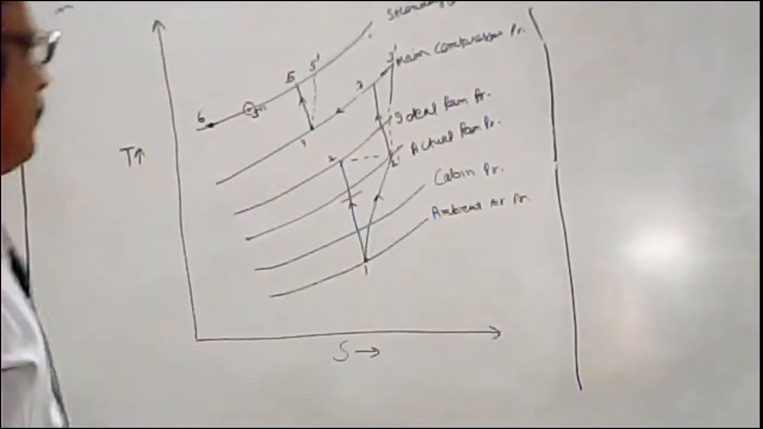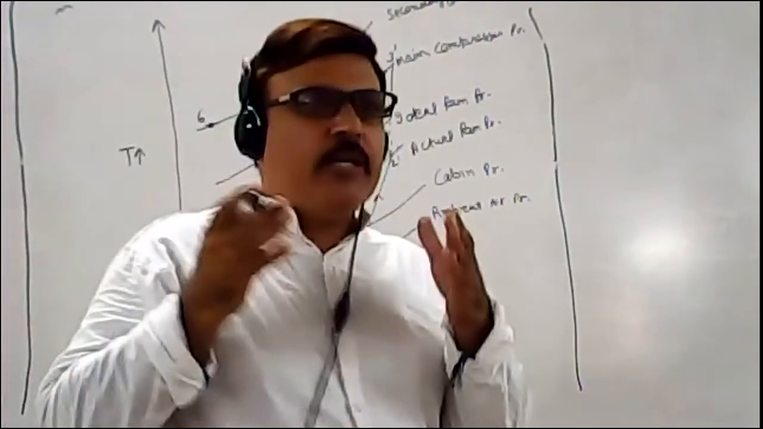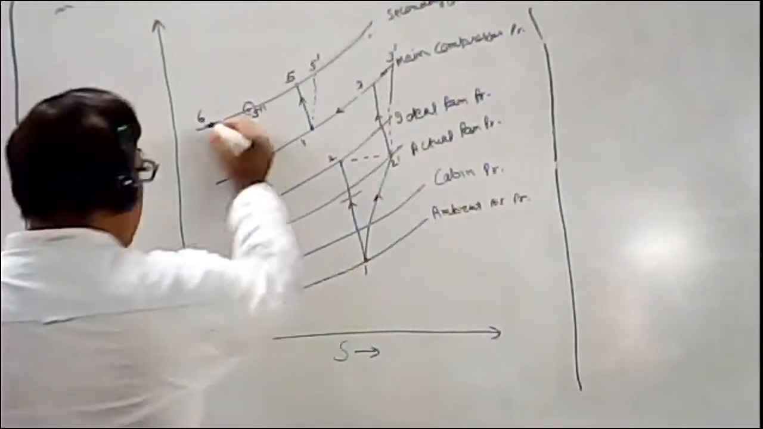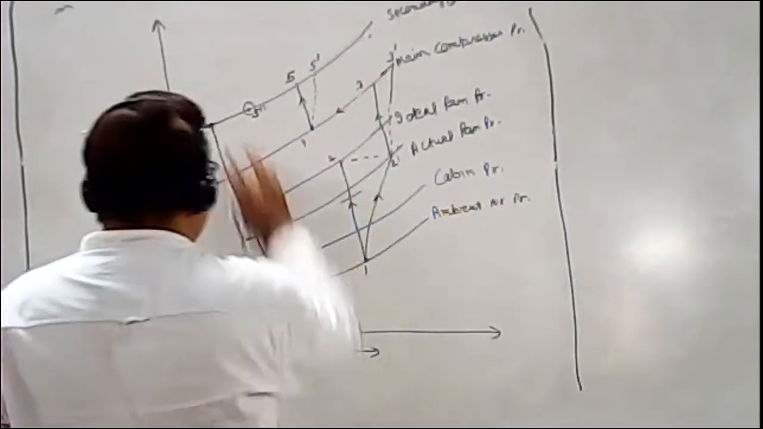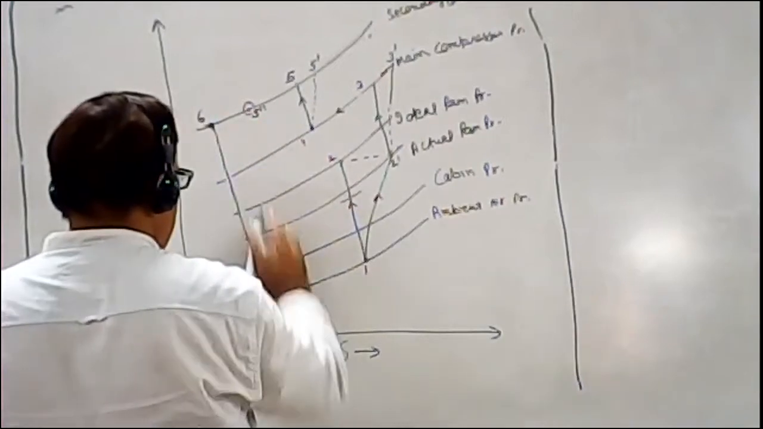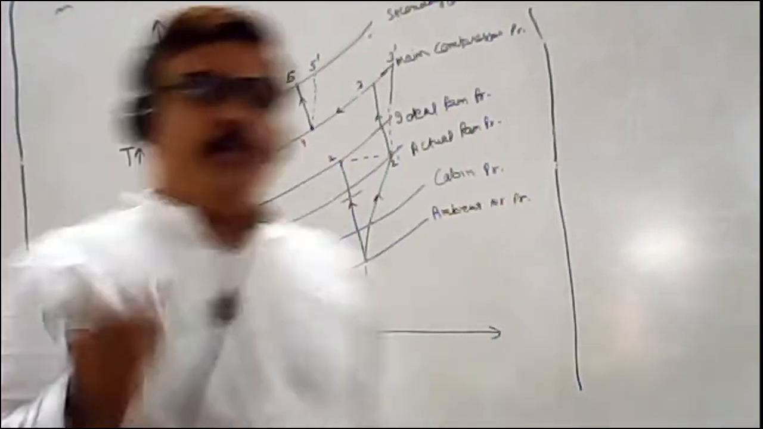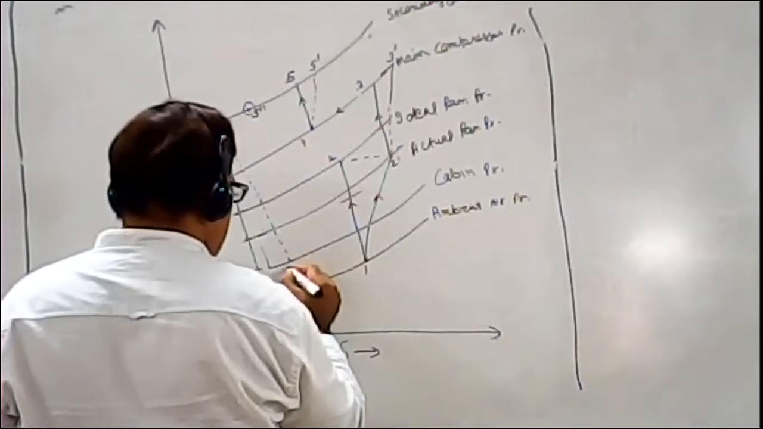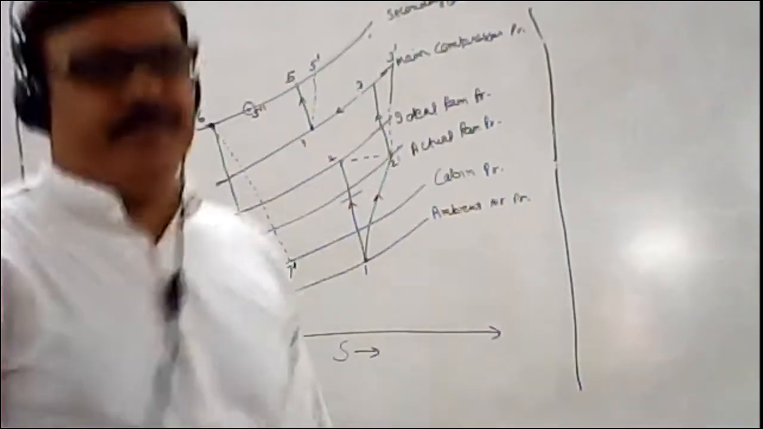After this, the air is passing through the cooling turbine. When it passes through the cooling turbine, its pressure and temperature both get reduced from 6 to 7. Look here, 6 to 7. But due to internal friction, the actual pressure and temperature reduction is up to 7 dash. So look here, 7 dash.